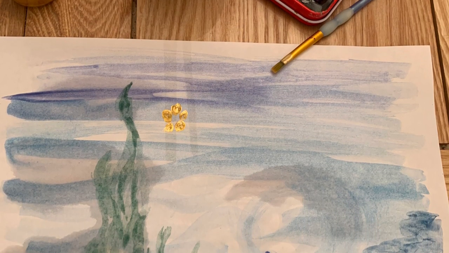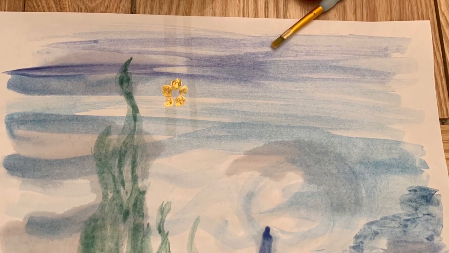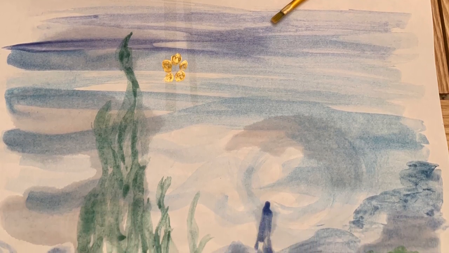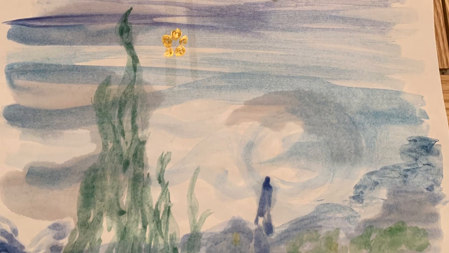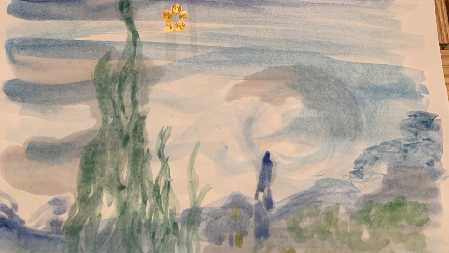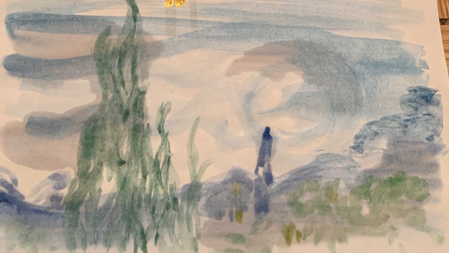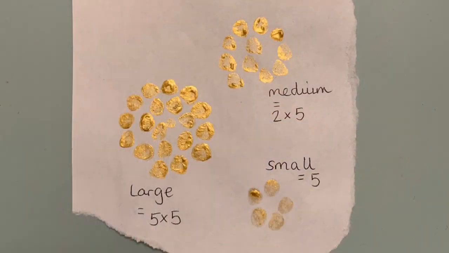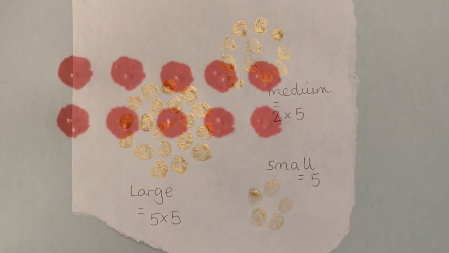I'm following a little guide that tells me the little stars are five little circles. The medium stars are five times two circles, and the big ones are five times five circles. As you can see, I've had a go, but I keep losing count because I keep counting to five and then having to stop again. So today we're going to have a look at something called an array and how to recognise them and use them to solve multiplication problems like this.